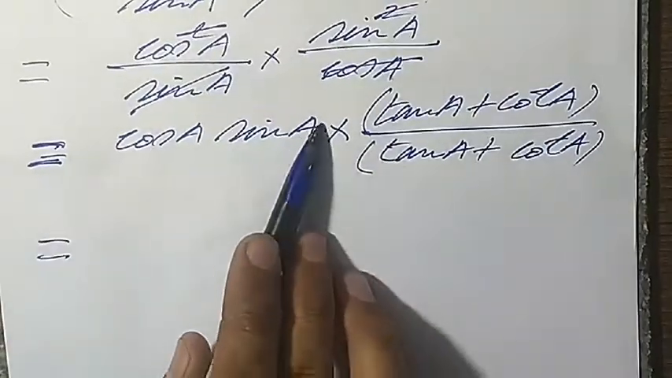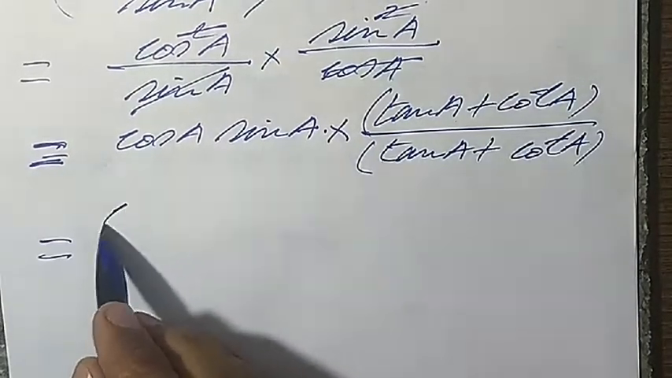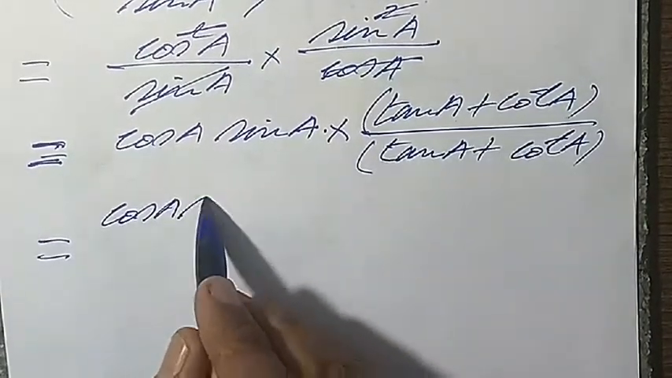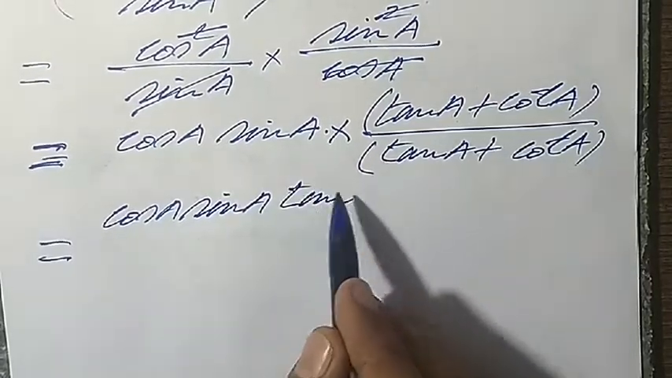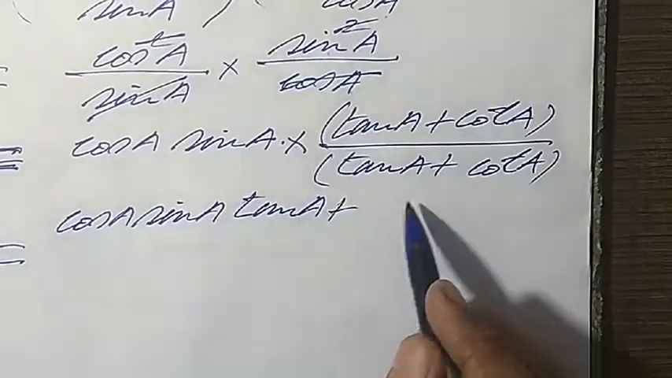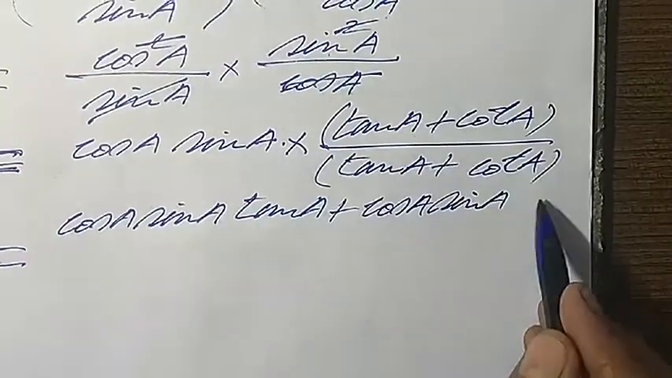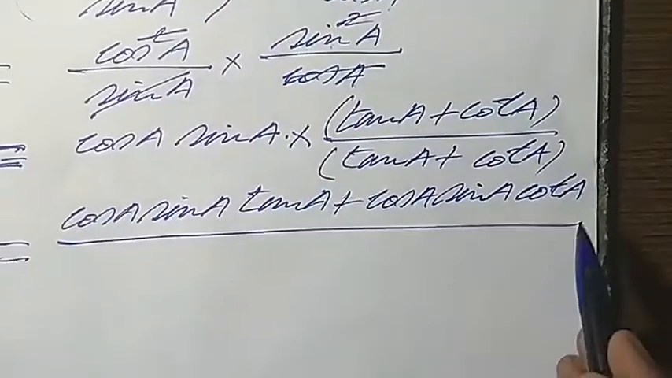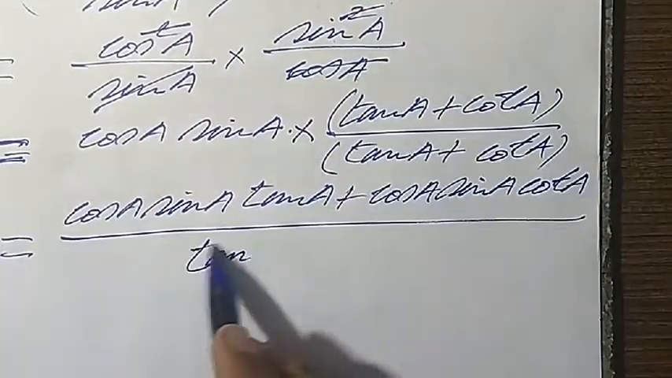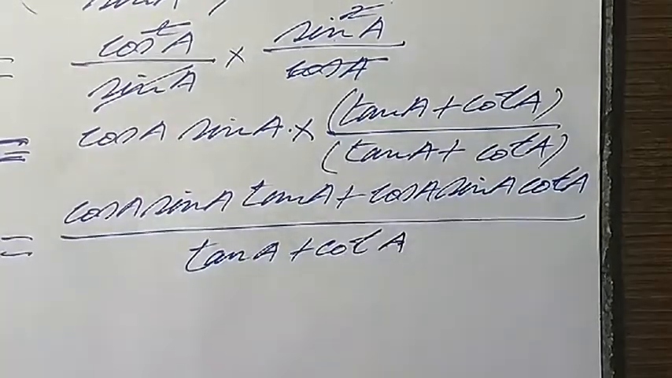Cos A into sin A will multiply both the terms inside if we open up the bracket. So we have cos A into sin A into tan A plus cos A into sin A into cot A, divided by, in denominator, tan A plus cot A.